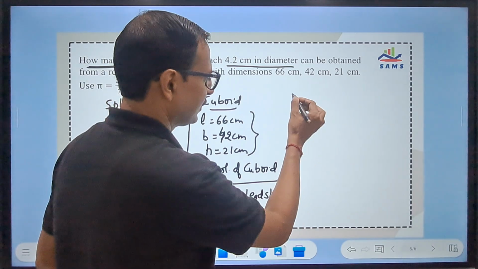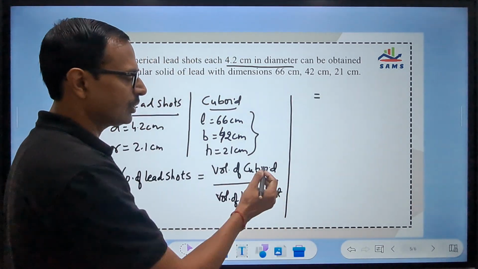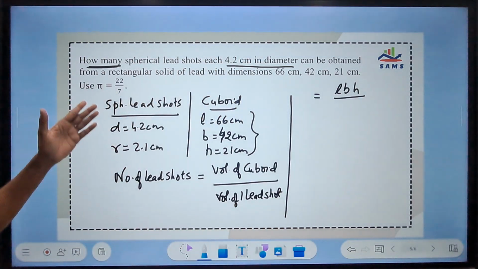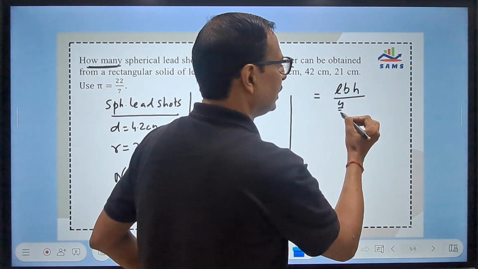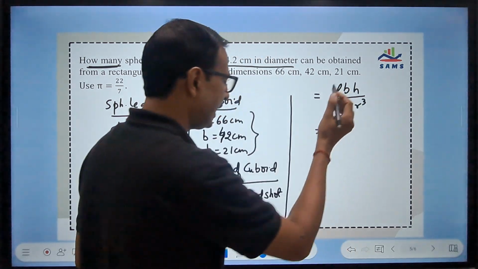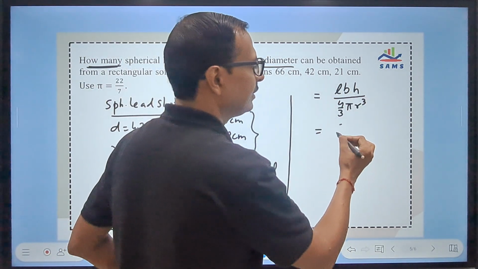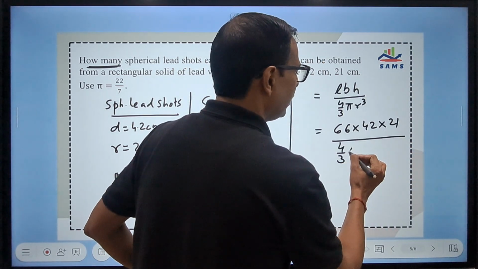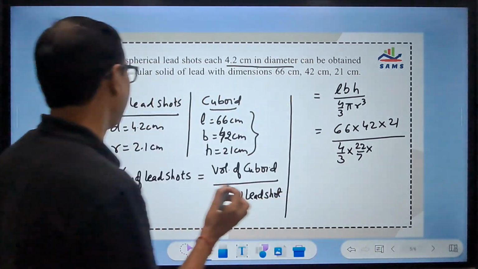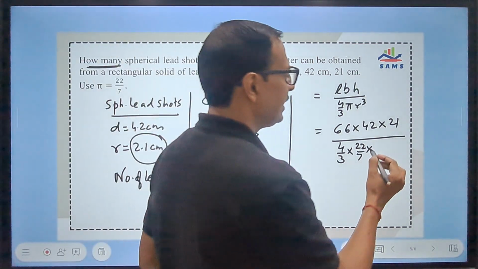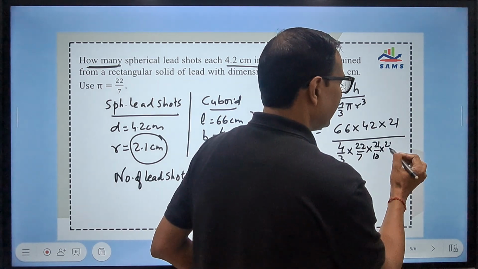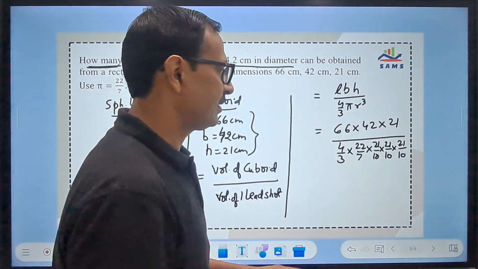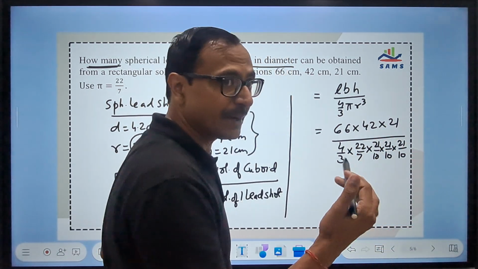So to obtain this, we will make the substitution of the length, breadth and height LBH, and lead shot is spherical, so 4 by 3 pi r cube, and now you just need to put the values. LBH 66, 42, 21, and in the denominator 4 by 3, 22 by 7, and r cube, r is 2.1, so 21 by 10, 21 by 10 and 21 by 10. Now you can see again so many things will get cancelled here, that is why they are giving these calculations. They are making it easy for you.